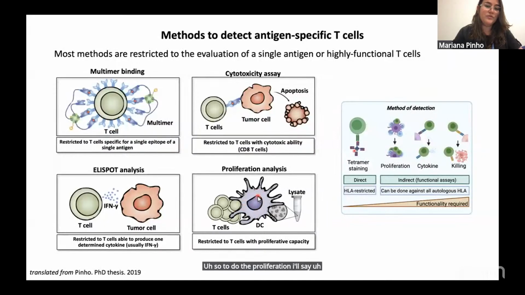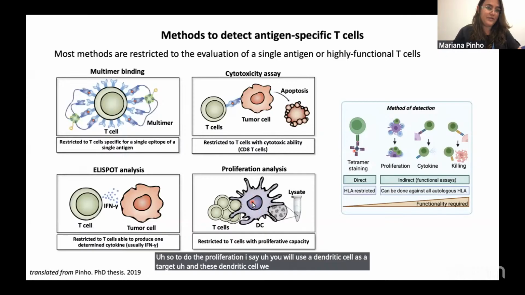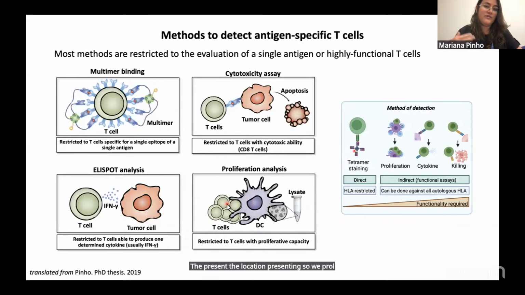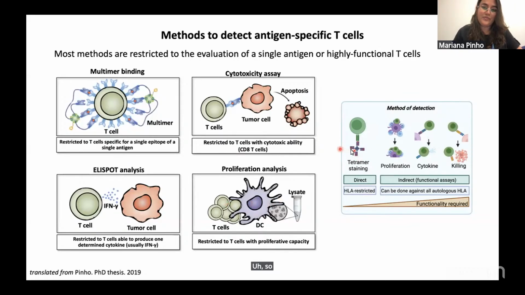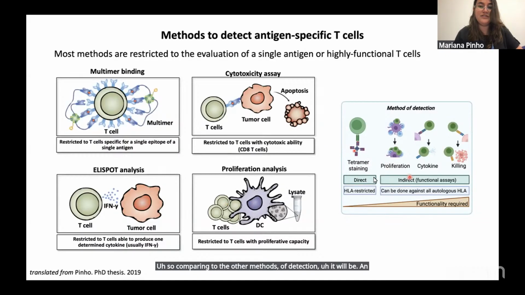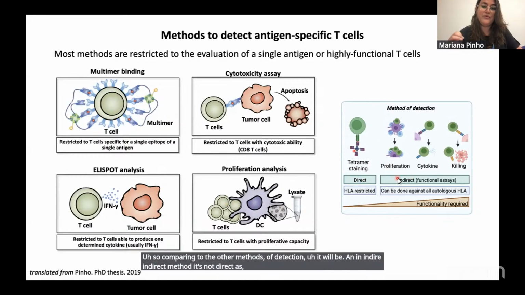You will use a dendritic cell as a target, and this dendritic cell will present the antigen that you want in a way that any T cell that is specific for that antigen will proliferate, and then you can count these cells. Compared to the other methods of detection, it is an indirect method. It's not direct like the monomer, but it is not restricted to a single HLA or a single antigen. You can give the dendritic cell a whole pathogen, for example.